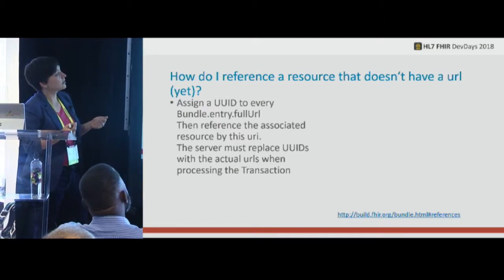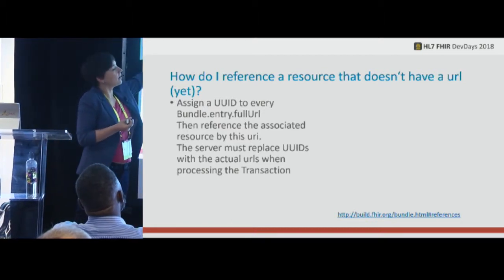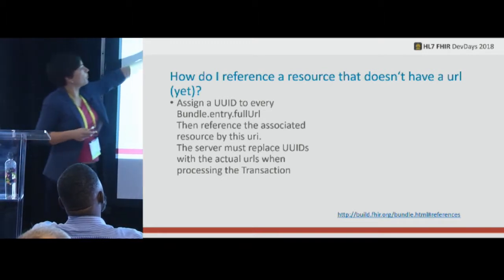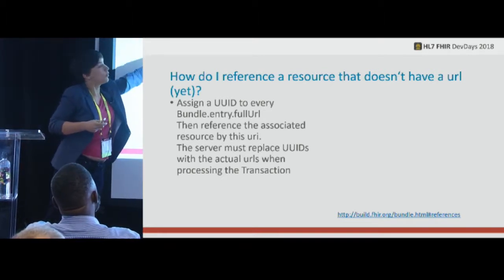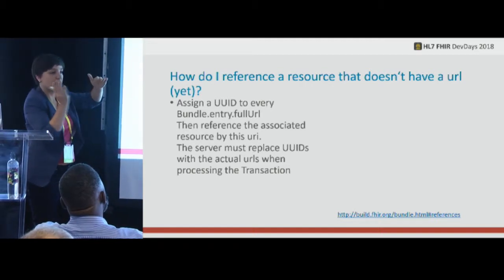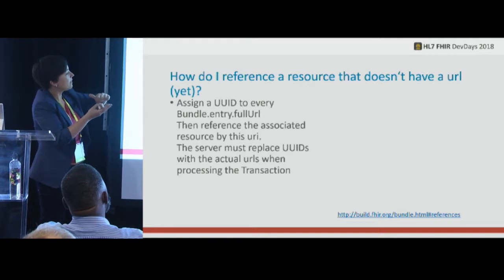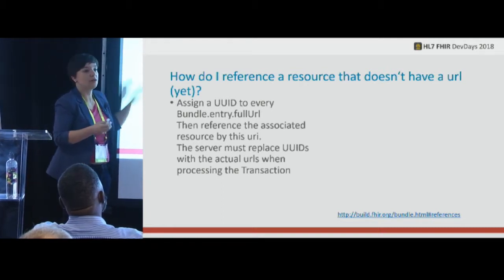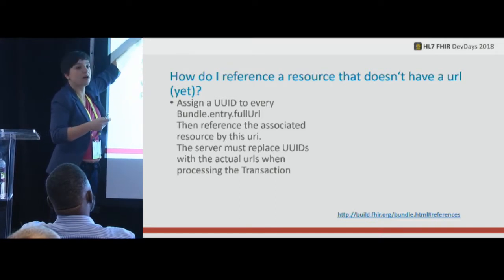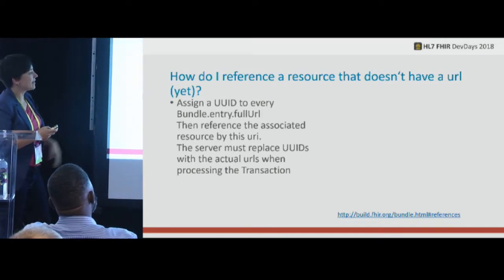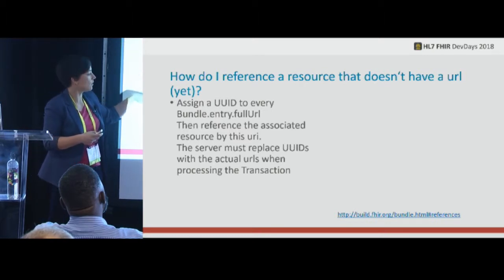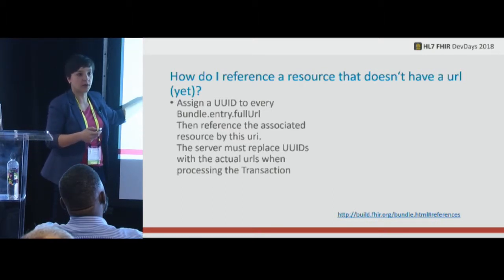The solution is to simply create a UUID at runtime and put it into the bundle entry.fullUrl, right before we put the actual resource in there. And then we can use this URL to reference this entry in our bundle from other resources. And the server will then replace the UUIDs with the actual URLs once it's processing the transaction bundle.